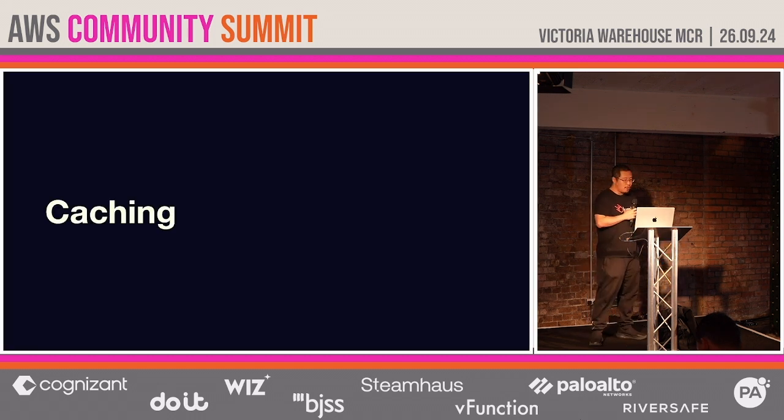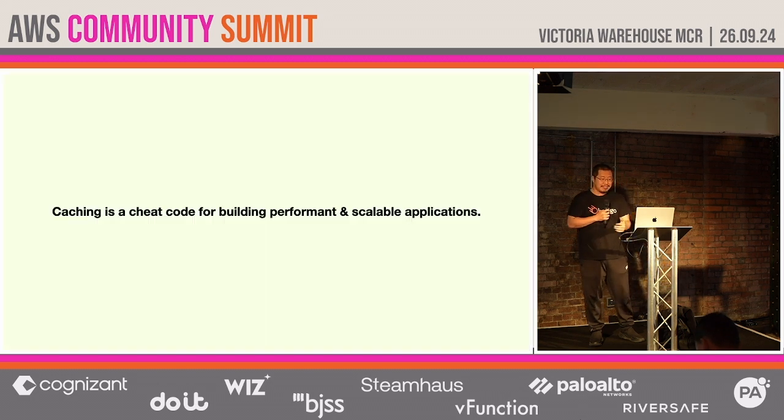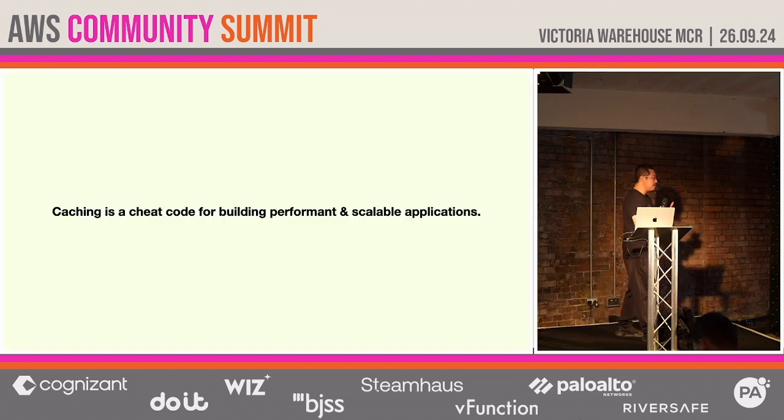So moving on to caching. I love caching. Caching for me is basically a cheat code for building scalable and performant applications. I think behind every successful application, there's a sensible caching strategy. If you read about pretty much any big systems, there's a lot of information there about caching, about how they do it, how to do it sensibly in that particular environment.